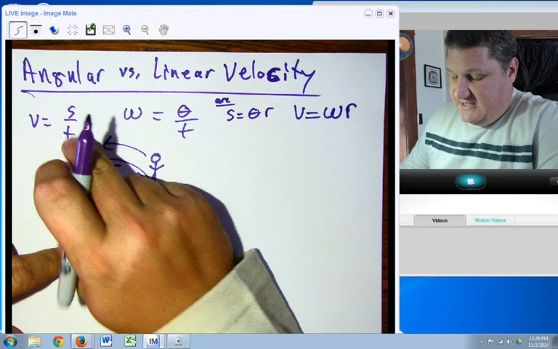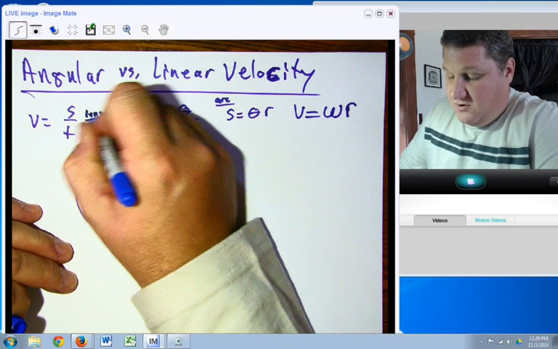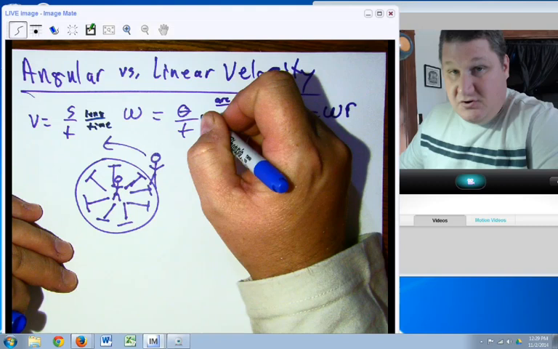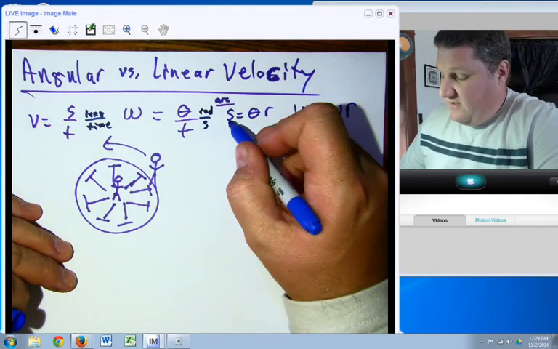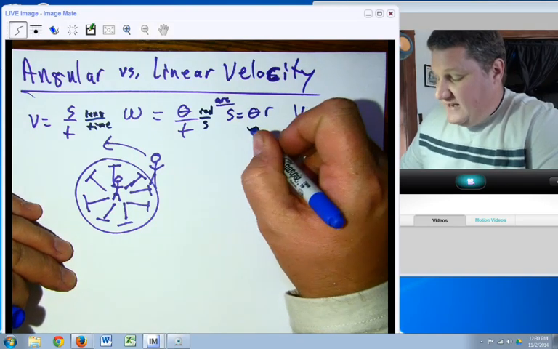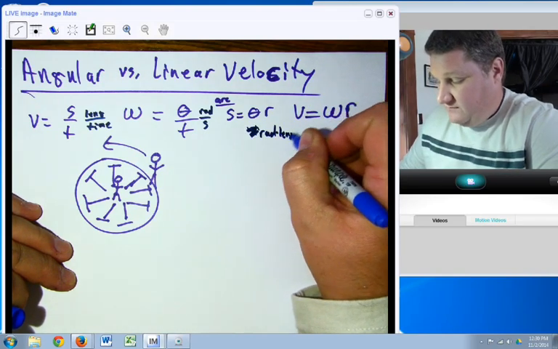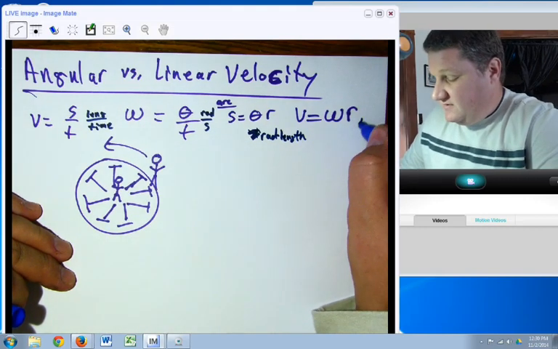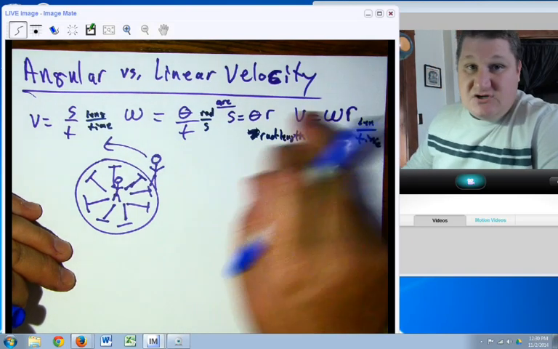V equals S over T. Now that's going to be in length per time versus angular velocity, which is theta per time. That's going to be in radians per second. Then, of course, we have S, which is arc length. Arc length is going to be in lengths. And then, of course, we have linear velocity, which is going to be length over time again. This last formula is nothing but a combination of the previous formulas.